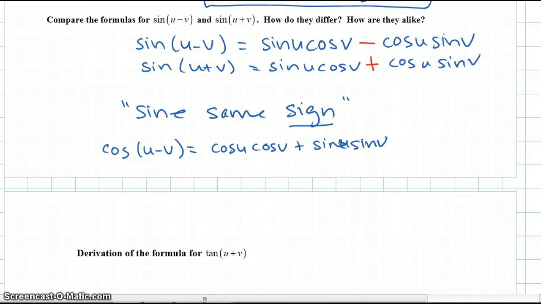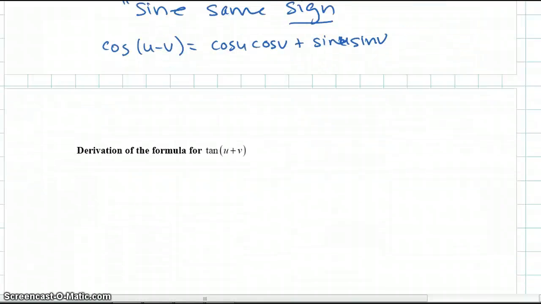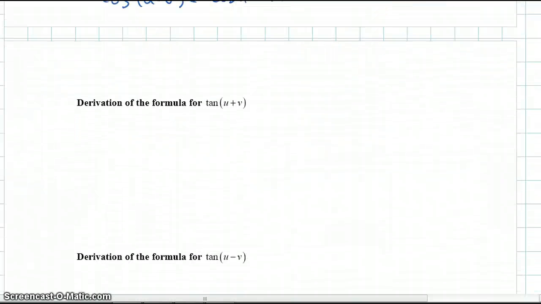So we've got two new ones. We've got the cosines, we've got the sines. So let's do the tangents. The tangent, of course, is sine over cosine. So let's just go ahead and replace that.